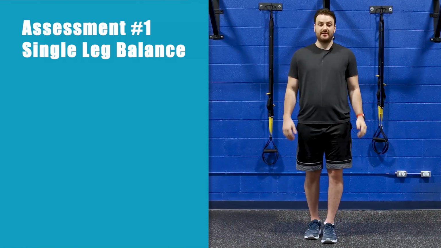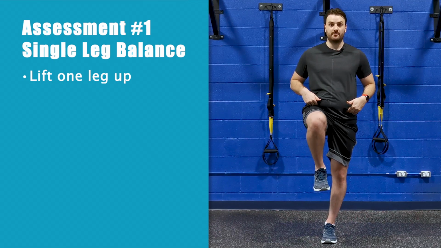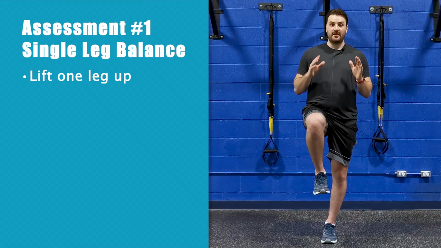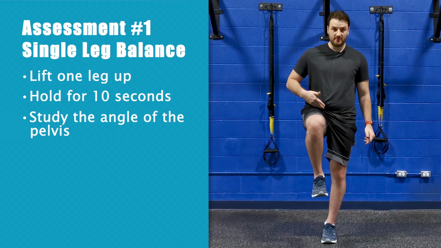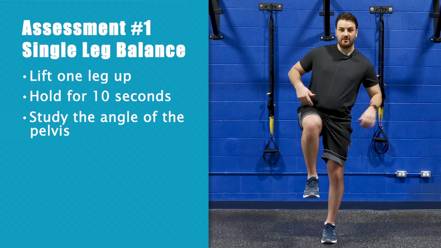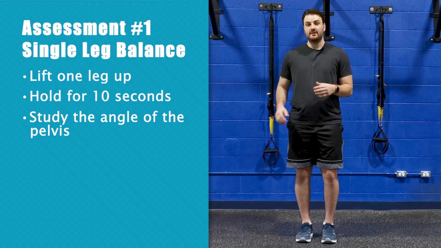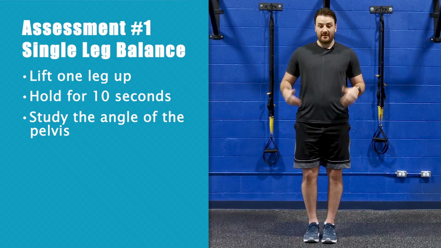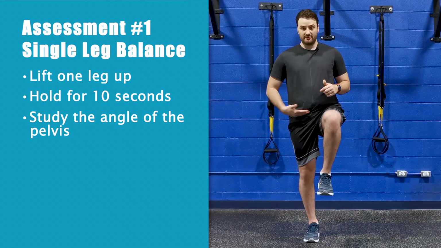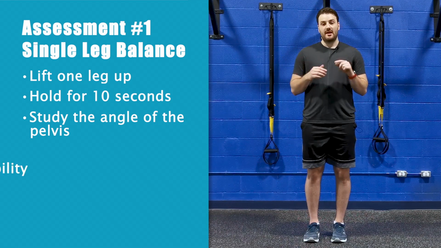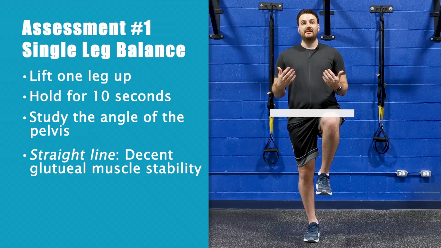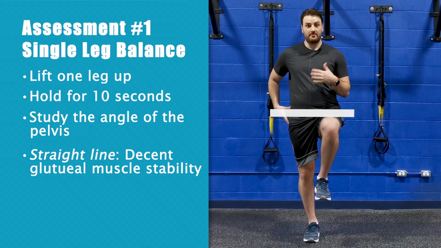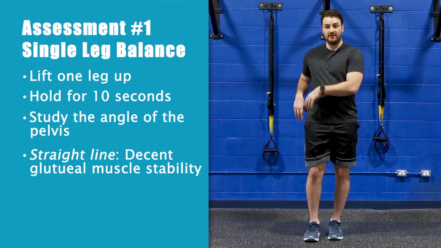So what I'll have is one person lift their leg right up, and from this position I want them to hold it for 10 seconds. And what I'm looking for is the angle of their pelvis. Are they on an angle? Are they falling all over the place? Or are they able to just keep a straight line through their pelvis? Now, if they can keep a straight line through their pelvis here, then that would be an indication that they probably have good stability through their gluteal muscles.